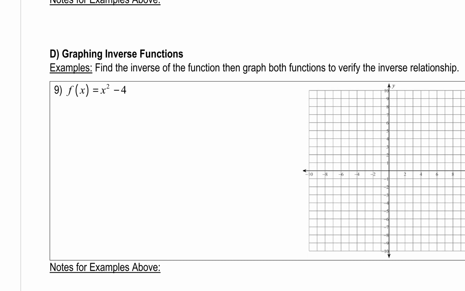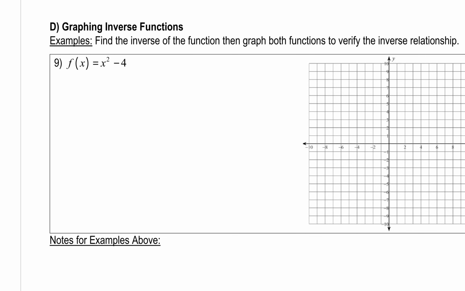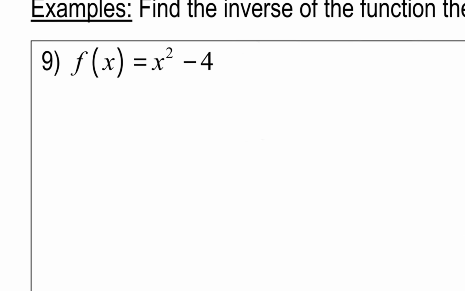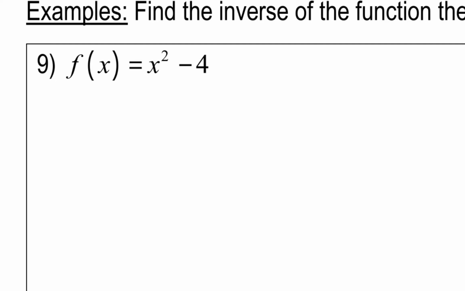Okay, and then the last one is find the inverse and graph both. Okay, so first thing I'm going to do is just simply solve for the inverse. So I switch x and y. So I have x equals y squared minus 4.